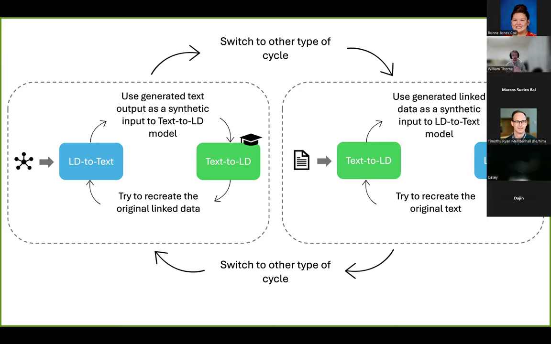And that can be hard, especially in a setting like this, where one of these tasks is very obviously much, much more challenging than the other. Trying to generate any piece of text that could contain this graph is a completely intractable space. But the opposite is far more restrictive. So we do have to spend more time on updating and tuning and trying to fix this text to linked data model. Oh, okay. You get to see the cycles.